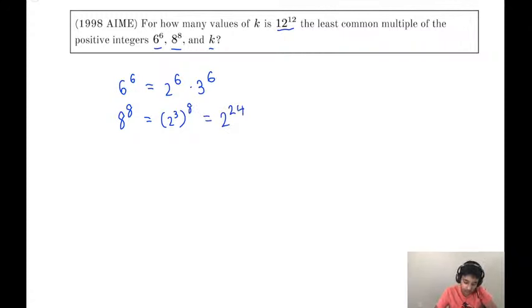And we're asked to find for what values of k is the least common multiple of these three numbers and k going to be equal to 12 to the 12. So let's just say k is 2 to the a times 3 to the b.